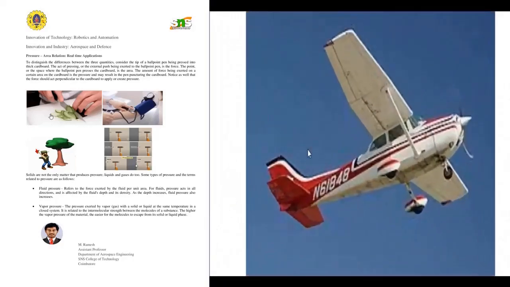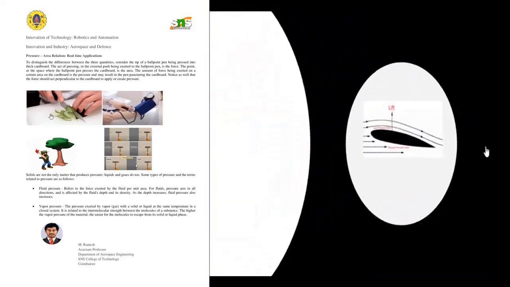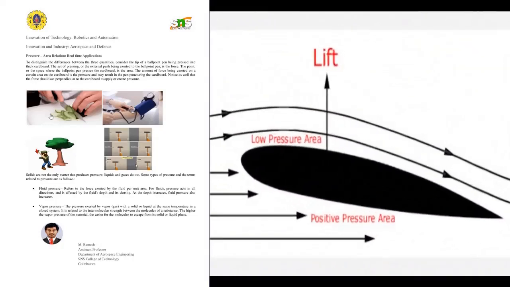This is an aircraft having two wings. The cross section of the wing is called an airfoil. Here you have a top surface as well as a bottom surface. At the top surface, the air needs to travel a longer distance than at the bottom surface.